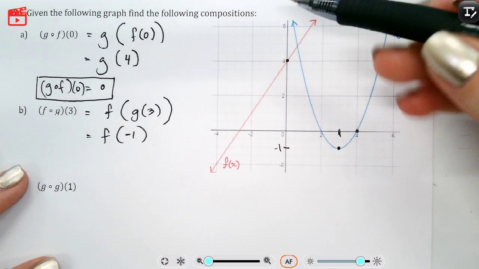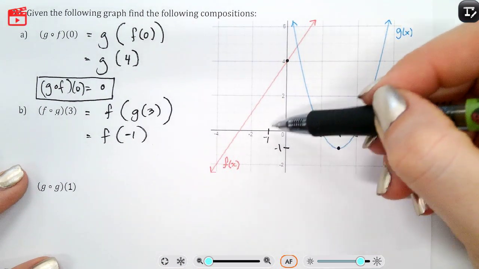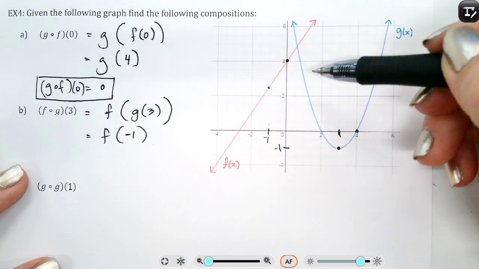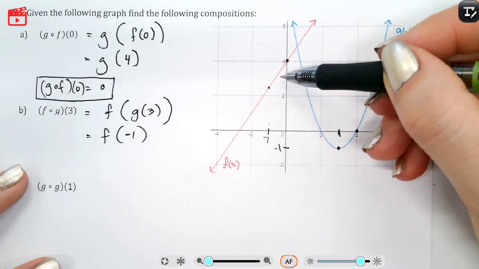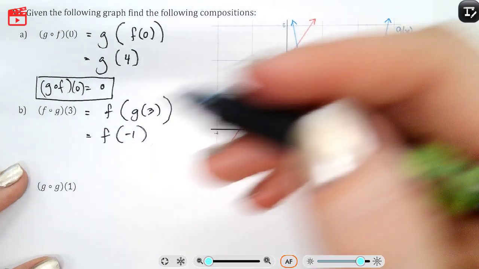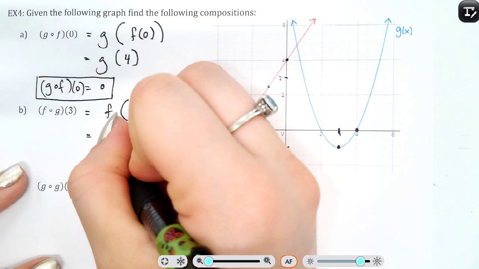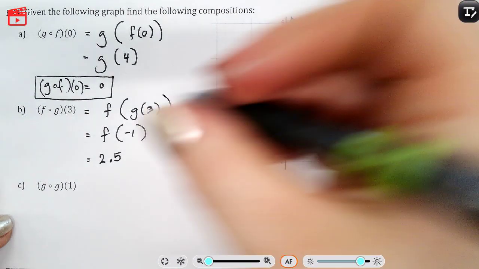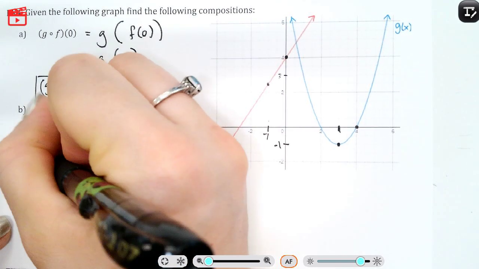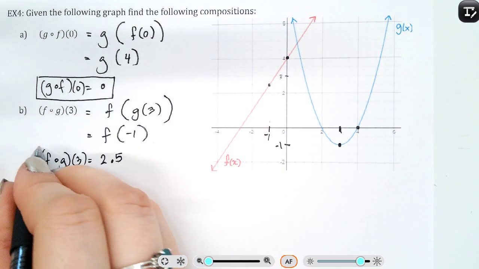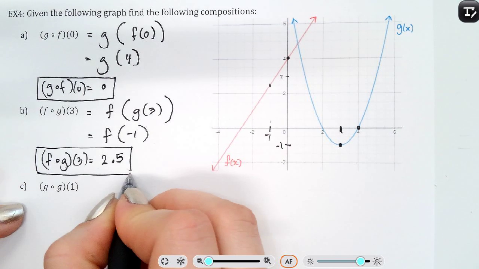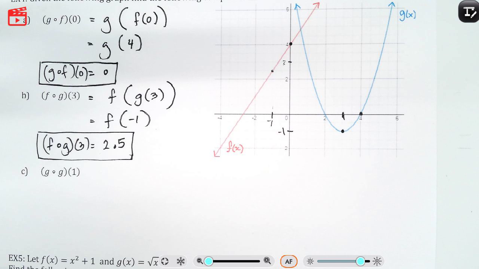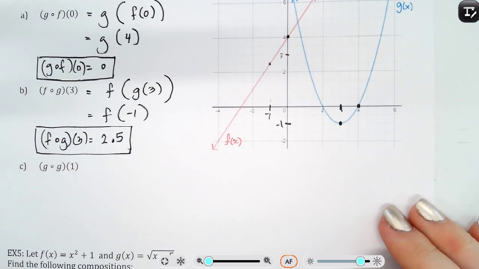And then we want the f value at -1, which is going to be right there, which looks like, well, 2.5. Okay, so f of g of 3 is going to be 2.5. Notice lots of parentheses going on here, so be careful. Make sure to use your parentheses wisely.